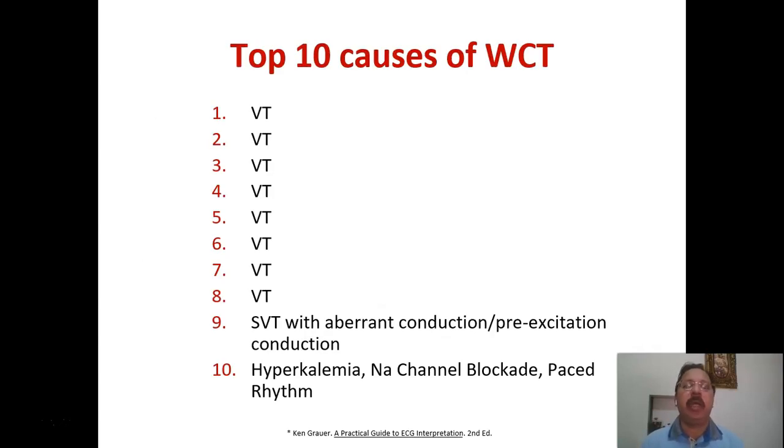But in routine clinical practice, the top 10 causes of wide complex tachycardia are ventricular tachycardia, ventricular tachycardia, and up to number eight, it's VT. And then the ninth cause is SVT with aberrant conduction or pre-excitation syndrome. And in the last, there are a few more causes of wide complex tachycardia: electrolyte disturbances, hyperkalemia, sodium channel blockade because of tricyclic antidepressant overdosage, or paced rhythms.